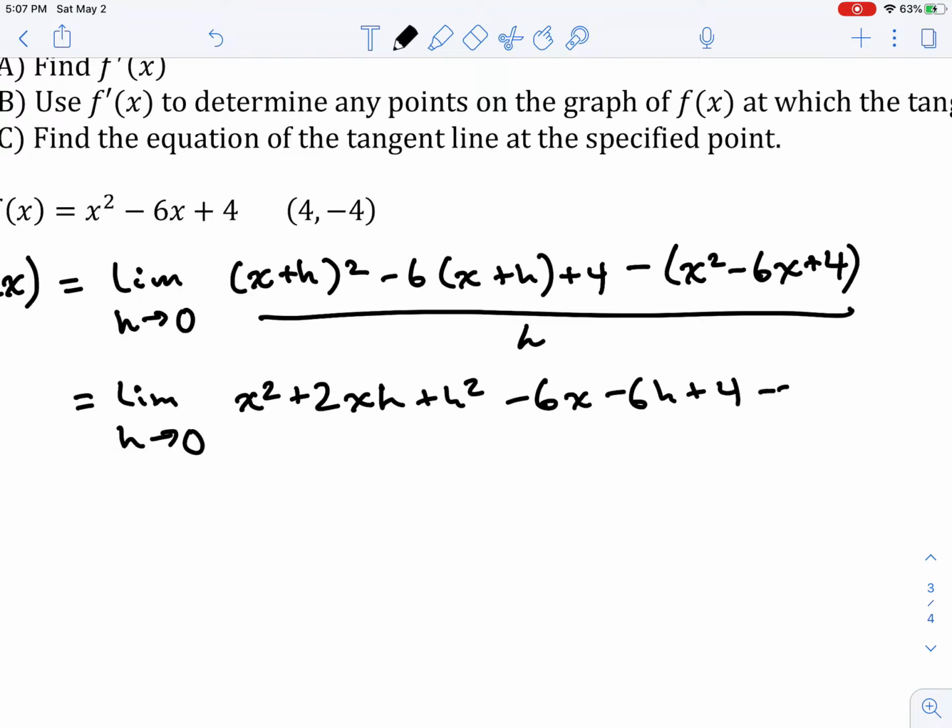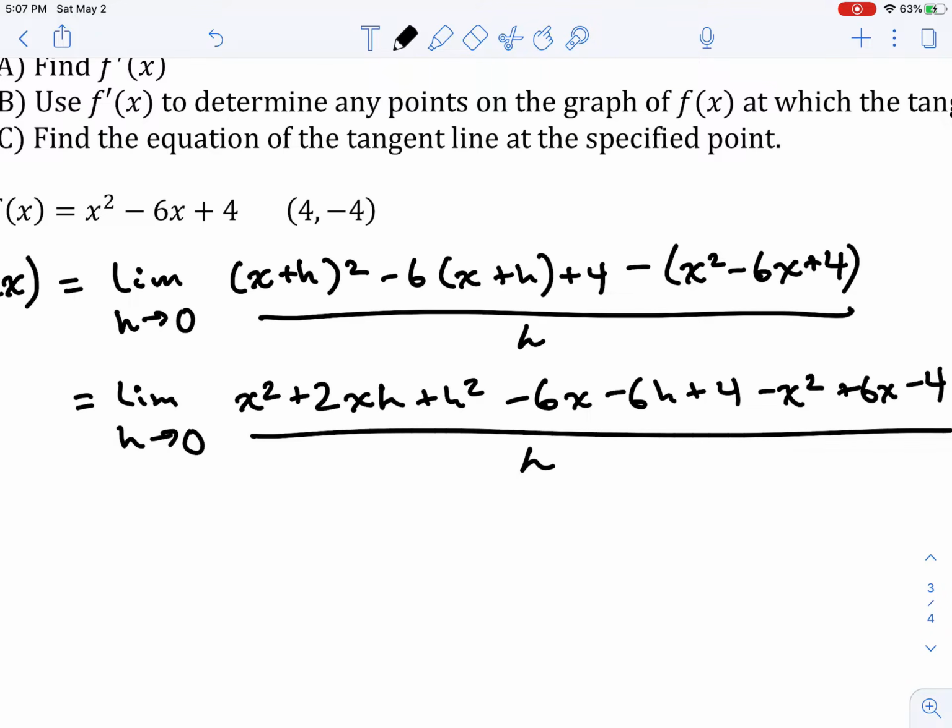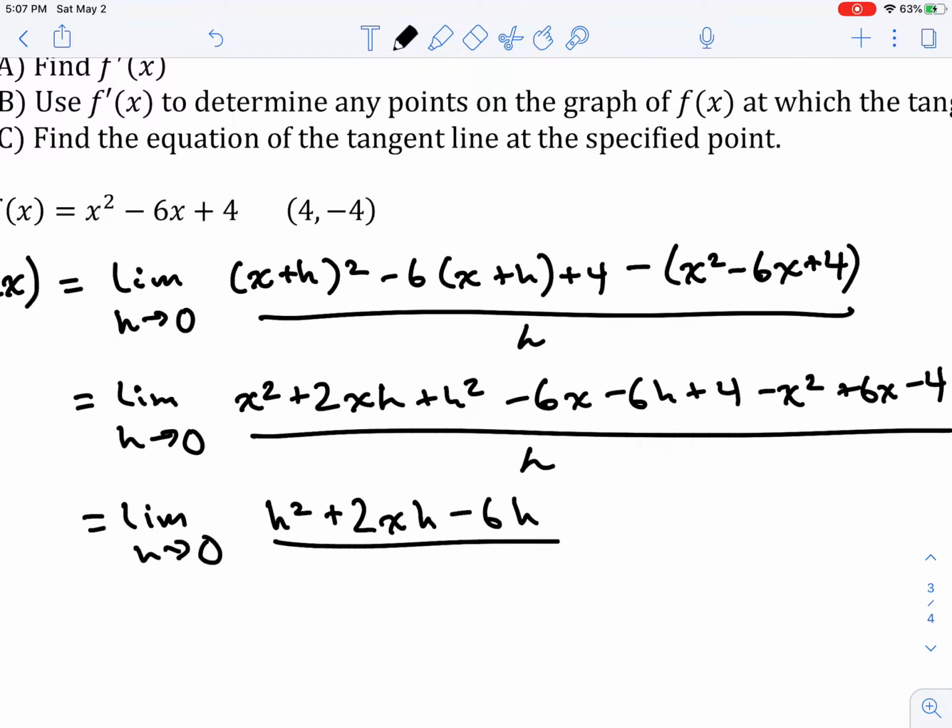Looks like I need a little bit more space. And I think I applied all my signs correctly there. All right, and now that's all over h. Then we're going to find the limit as h approaches 0 of h squared plus 2xh minus 6h, all of that over h. And let me just make sure that I clean that all up correctly. So we had that x squared, negative x squared. We had a negative 6x and a positive 6x. Positive 4, negative 4, and I think I got all of them.